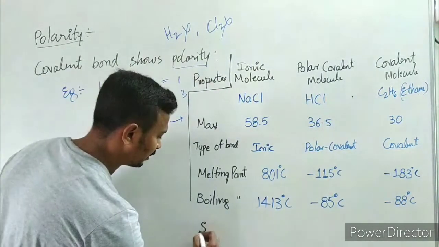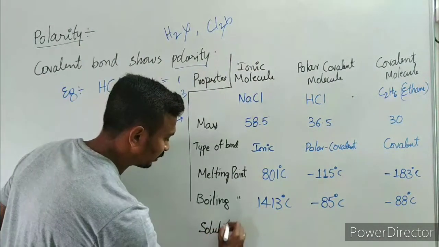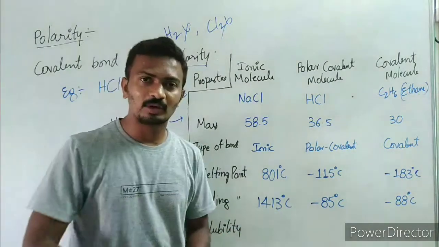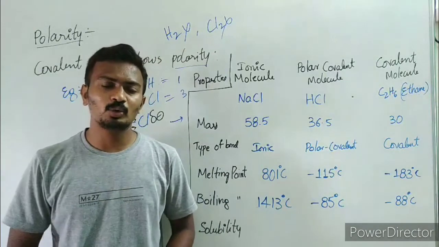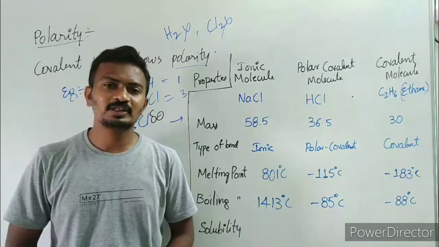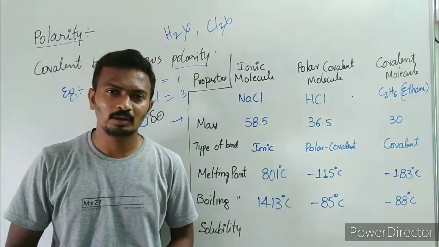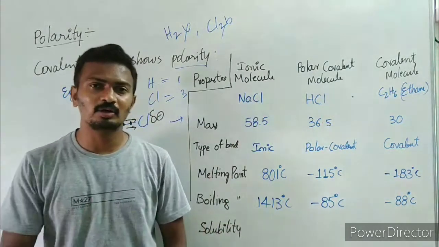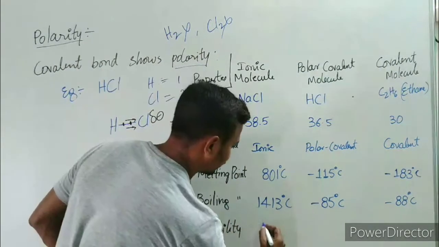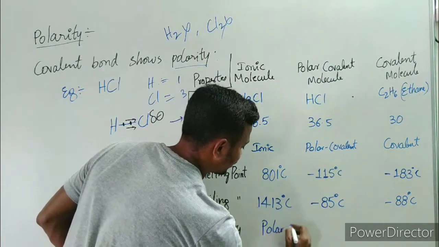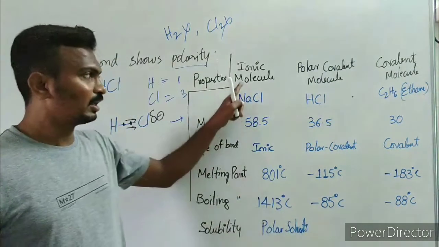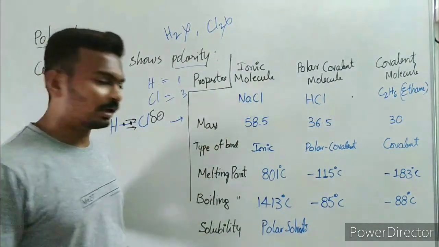Next, coming to solubility. Solubility means what? Whenever you add this NaCl into water, and if you add it into kerosene, different kinds of solvents, in which kind of solvent is it going to be soluble? Definitely this NaCl is going to dissolve in water. So it is soluble in polar solvents. The solubility is more in polar solvents. It is not soluble in non-polar solvents.